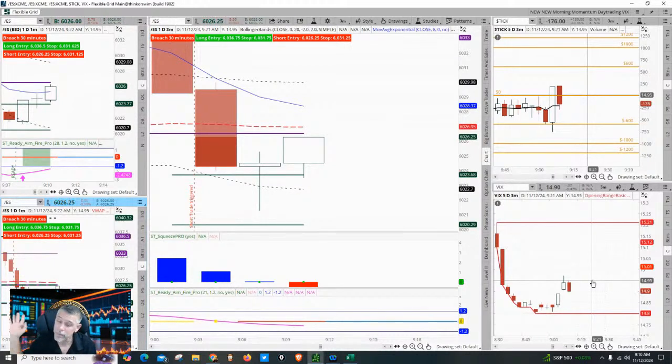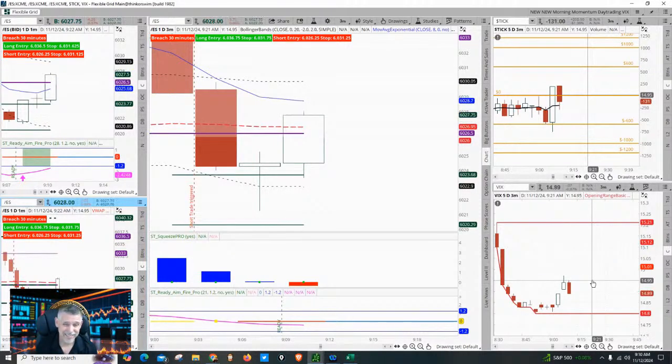All right, going back up. That's fine. Those people are getting stopped out. It is what it is. It's because they don't know how to read the action, or they just don't have a plan, or they got the wrong plan.